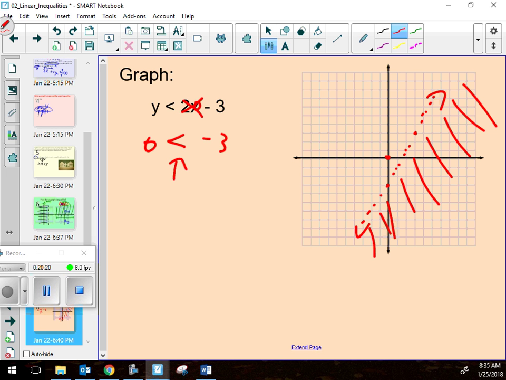Why is it a good thing? Because we weren't supposed to shade on that side. Know what I mean? What if I pick a spot over here that's supposed to work, like 4, 0? If I put in 4, 0, then 0 is less than 8 minus 3, which is 5. Is 0 less than 5? Yes, and it works, and you know you did it right.